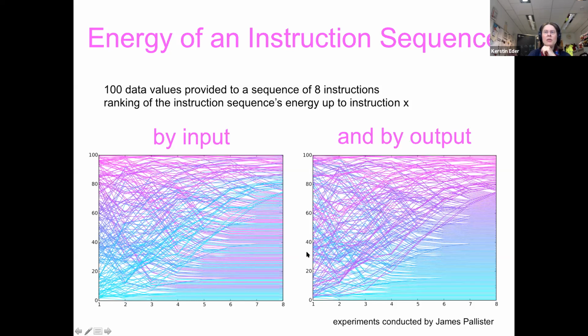We thought, okay, do it the other way around and do it by output. Let's look at the lowest energy output and trace that back to the input. What was the input for that? And again, you can see that this is actually quite tricky. It is not possible to say that if you've got low energy by the end of the instruction sequence, that was already predictable to start with.